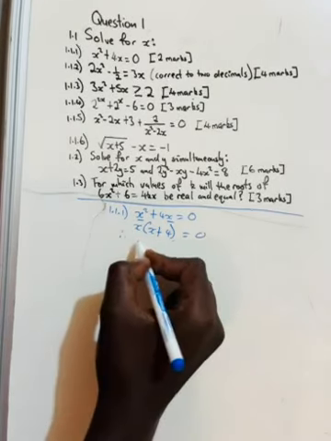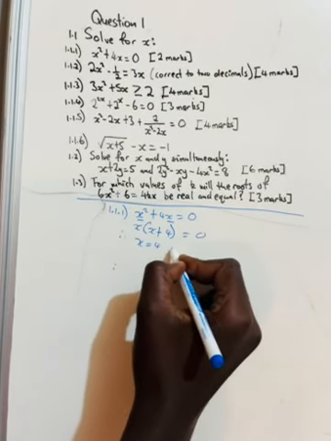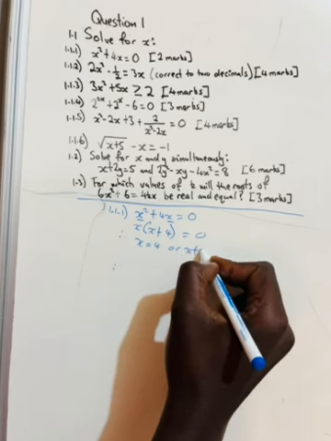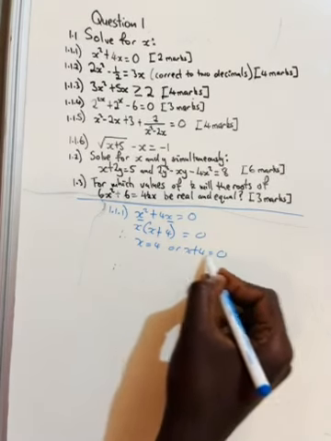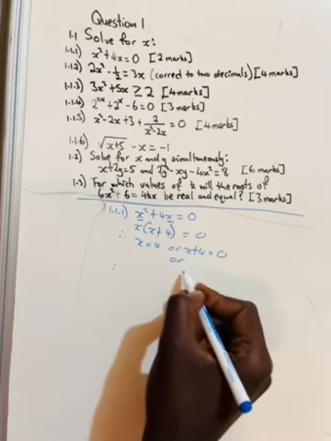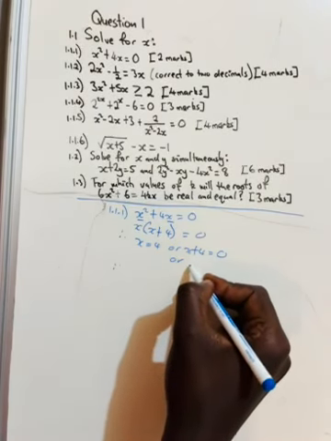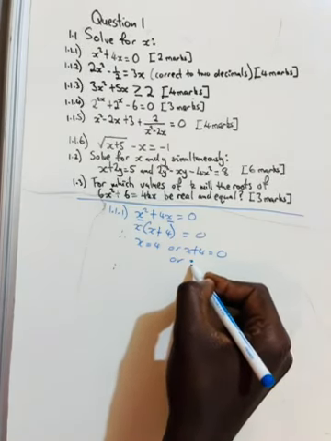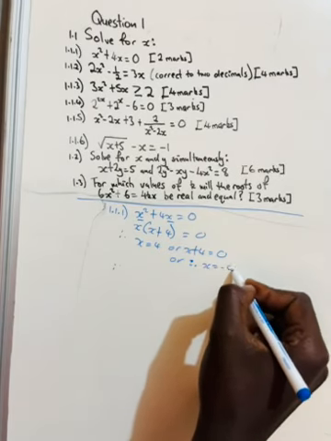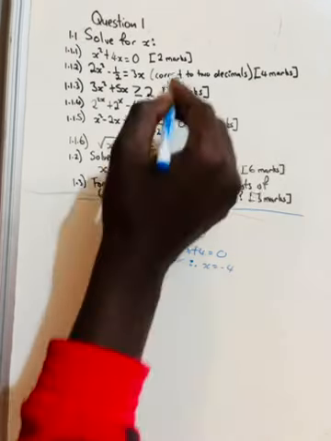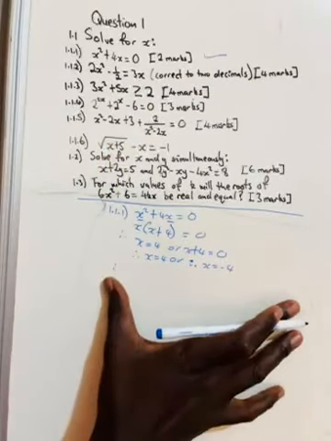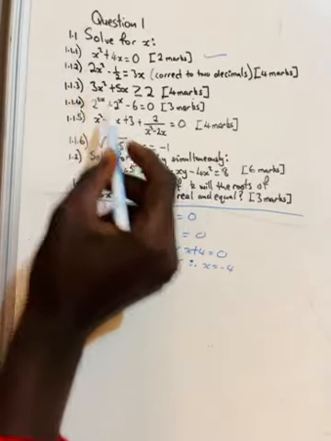In other words, here we've got x, which is equal to 0, or x plus 4, which is equal to 0. Now, x plus 4 is equal to what? Therefore, x is equal to negative 4. And then you get your 2 marks. Done. We go to the next question, which is 1.1.2.